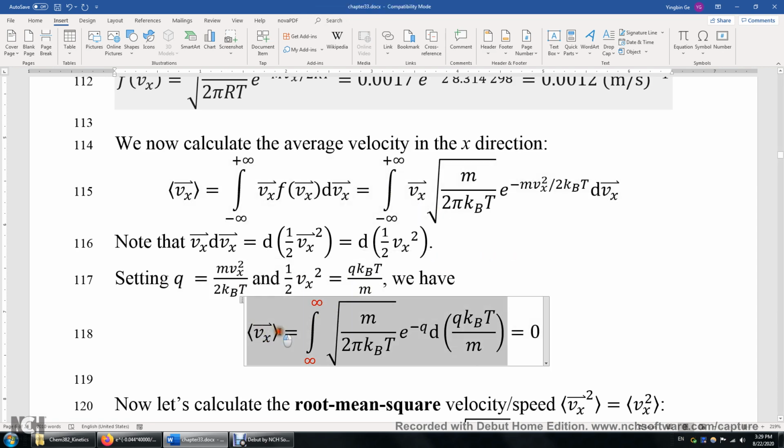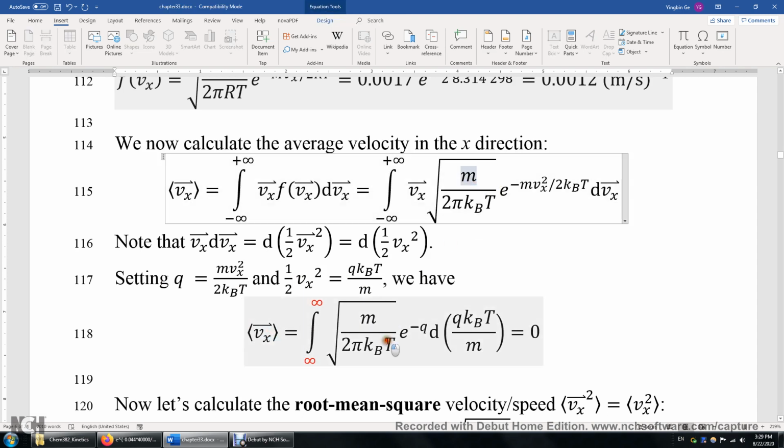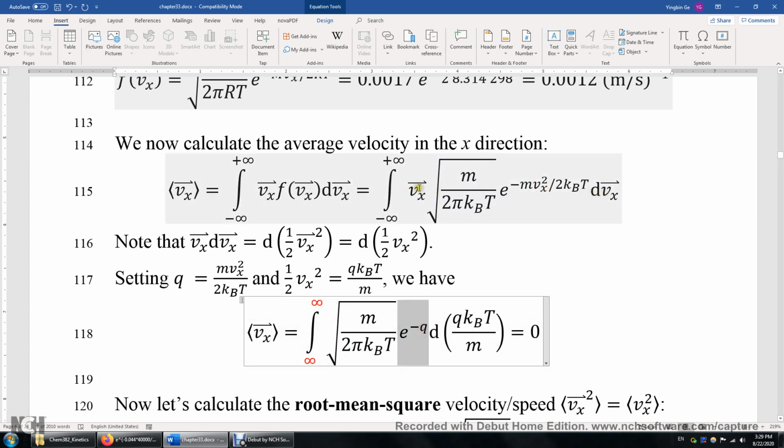And this average velocity is the integral of, we copy this constant here, and this becomes e to the power of negative q. All right? And over here, this Vx times dVx is the differential of half Vx squared. And half Vx squared is this guy. So I plug in this guy here.